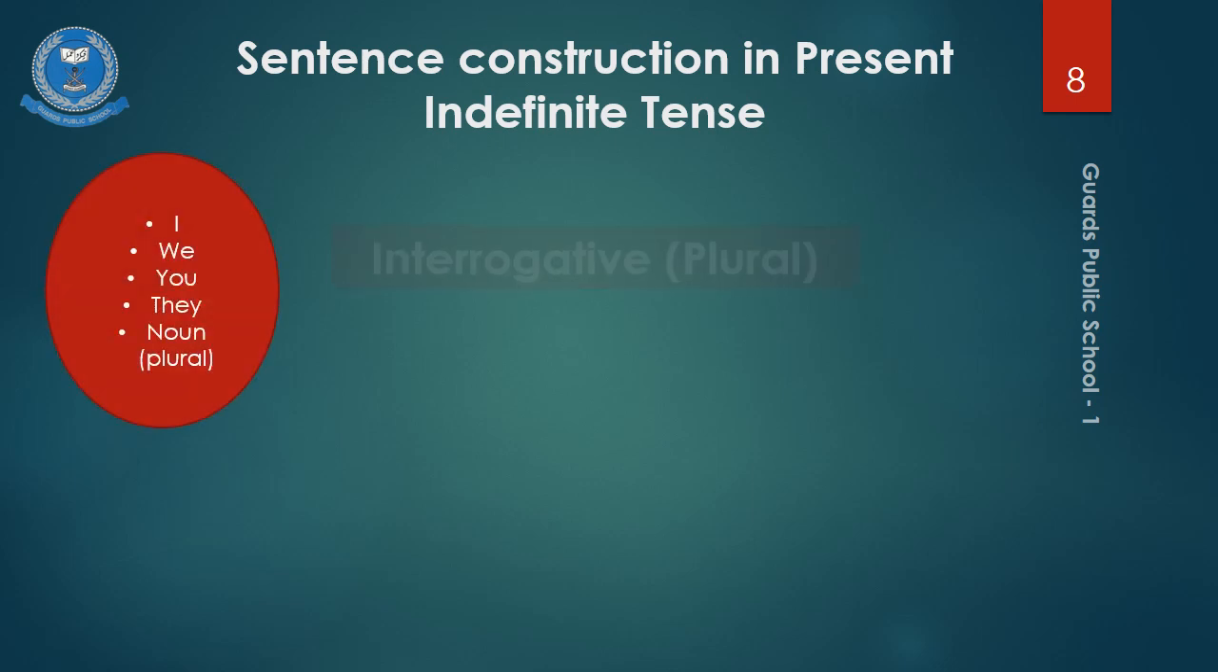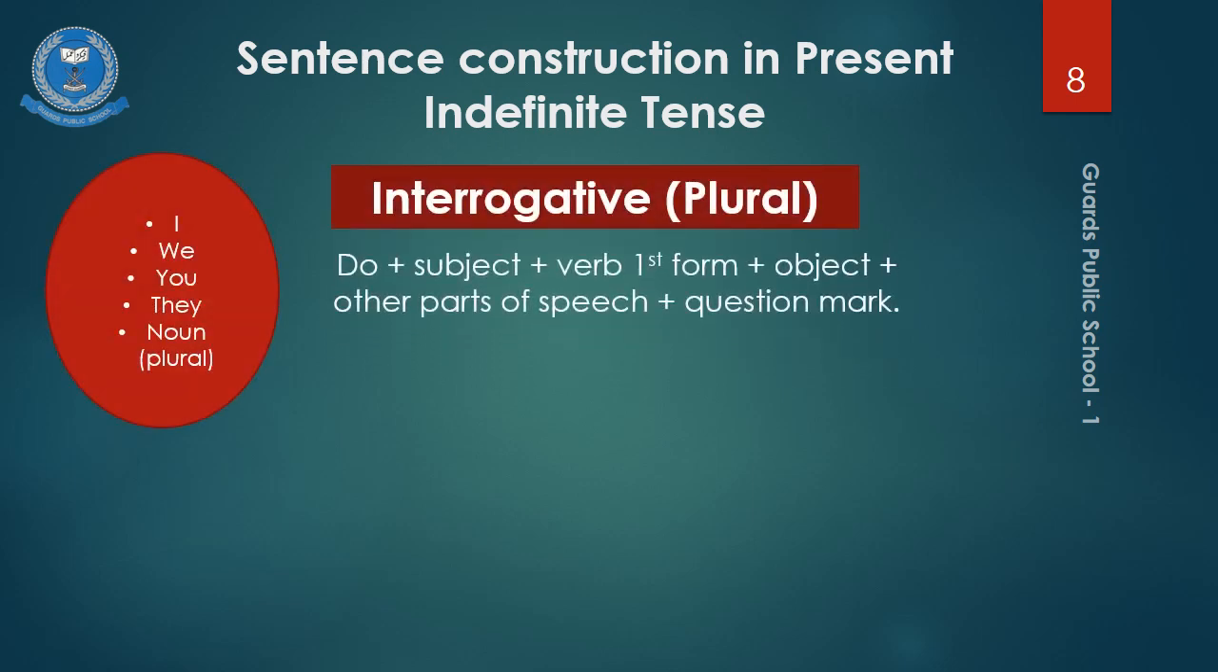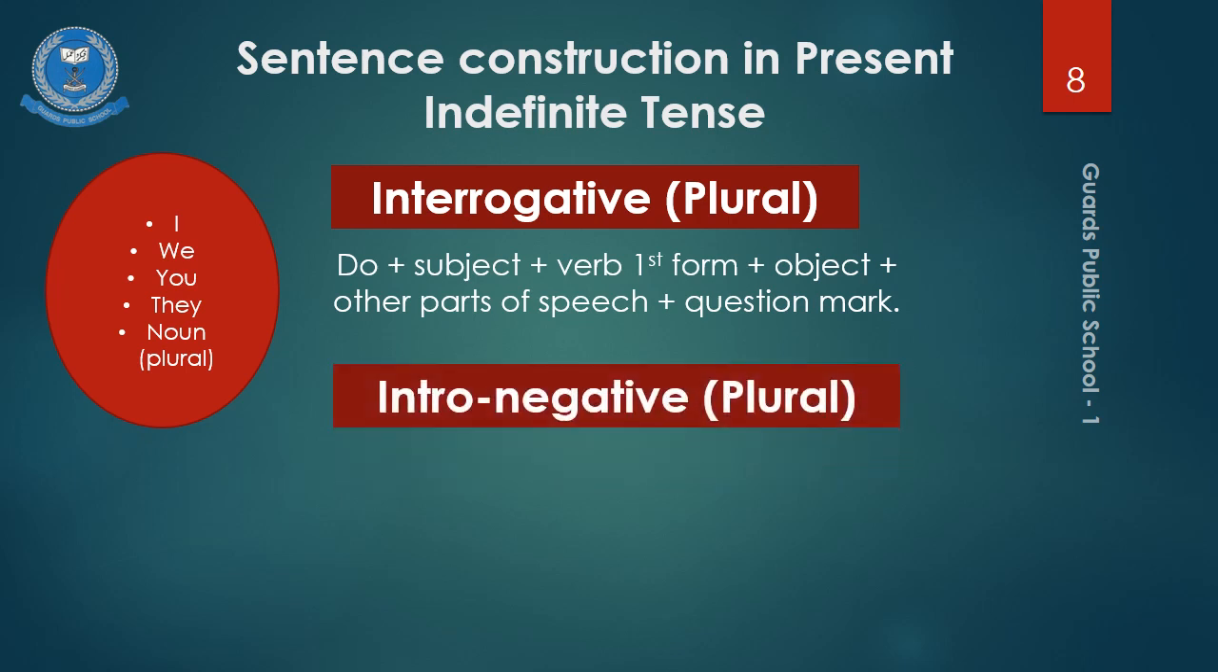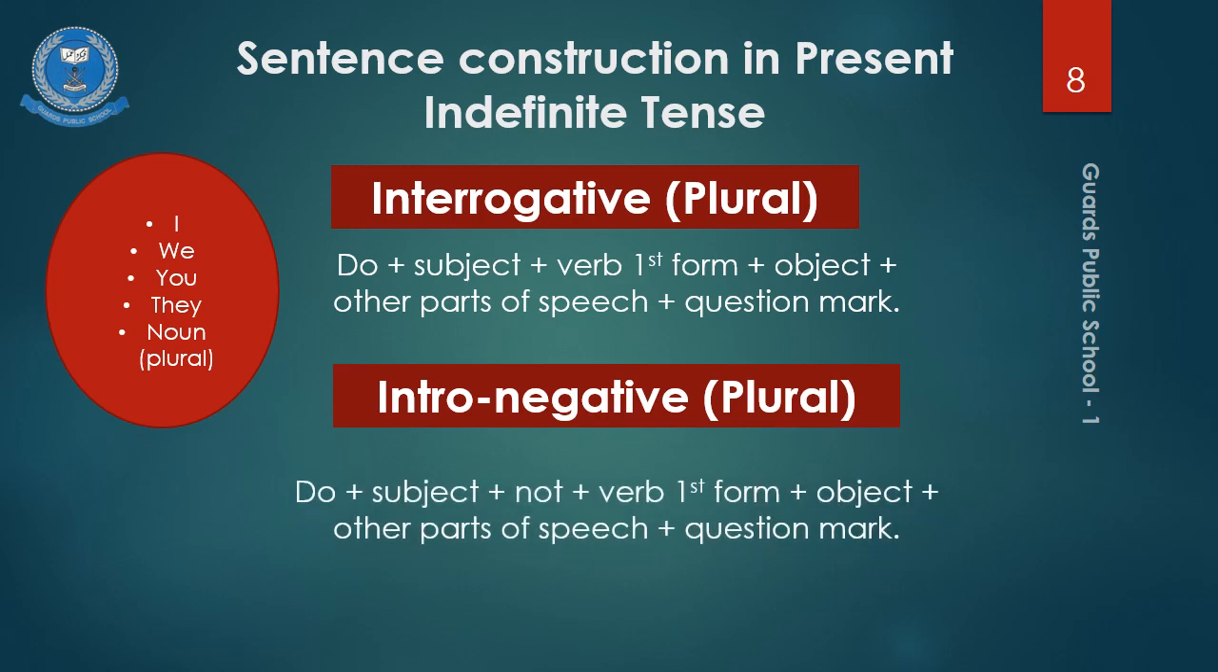In interrogative sentences, do is written in the beginning, before the subject, then first form of verb, then object, plus other parts of speech, and in the end question mark. Without question mark, our interrogative sentence is incomplete. The last one is negative interrogative. The structure is quite similar to interrogative, but here you have to add not after the subject, which is very important. And after not, follow the pattern of interrogative sentence.